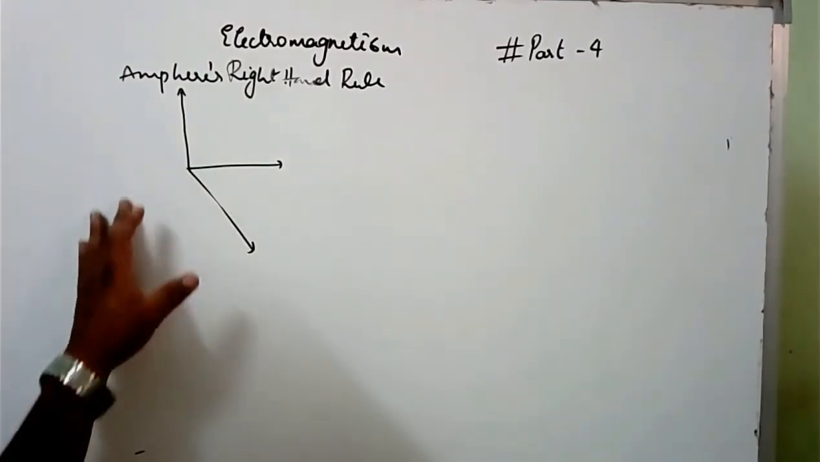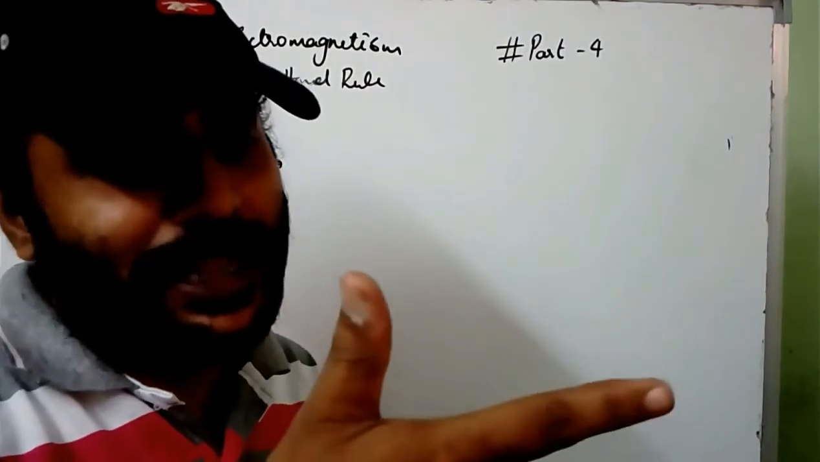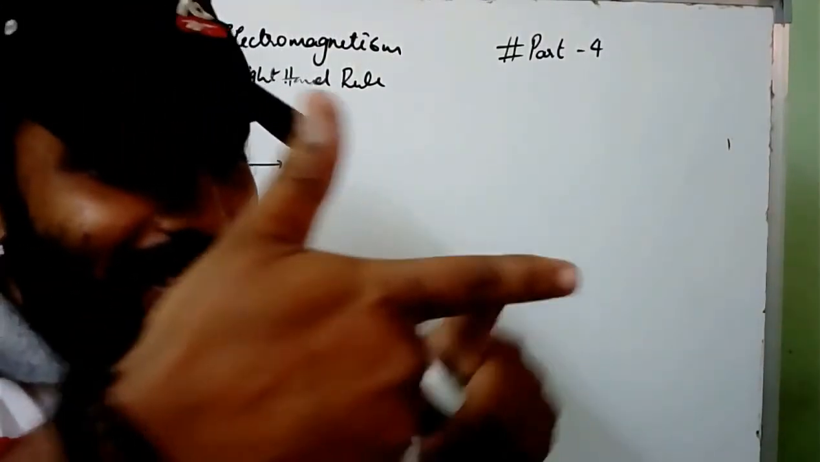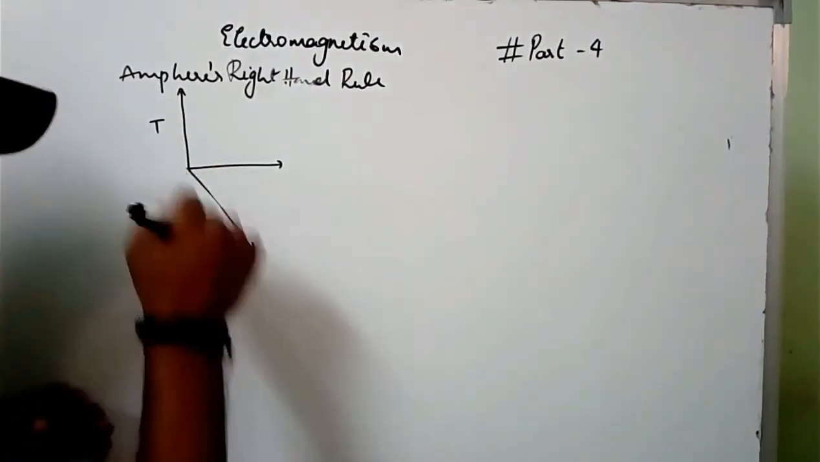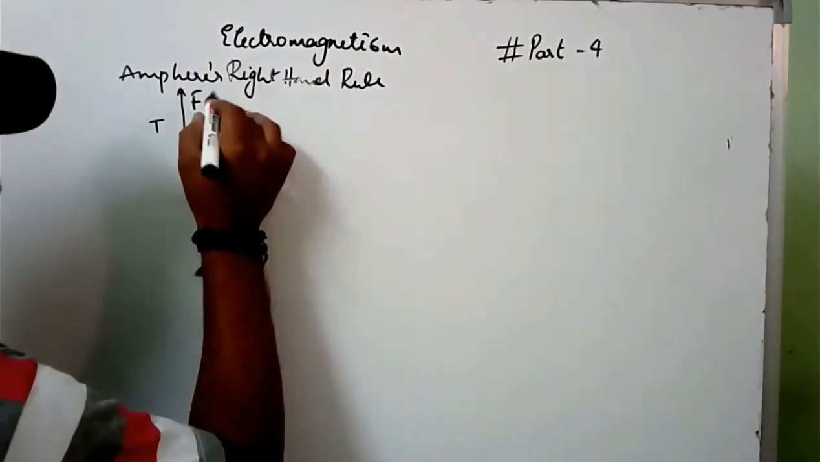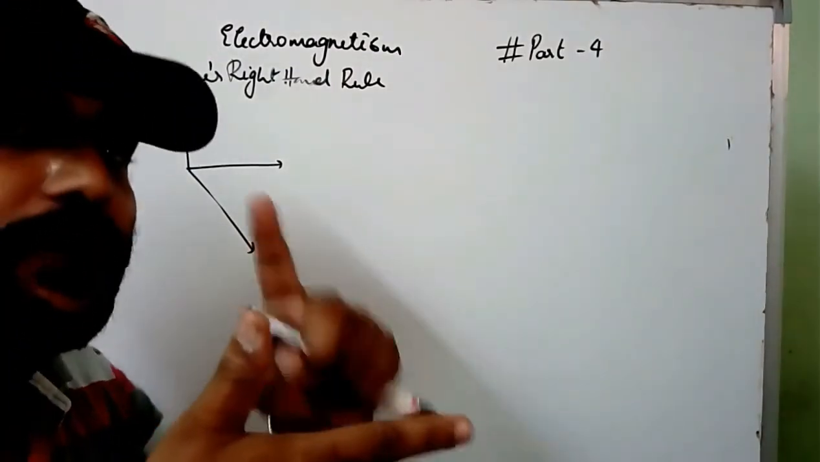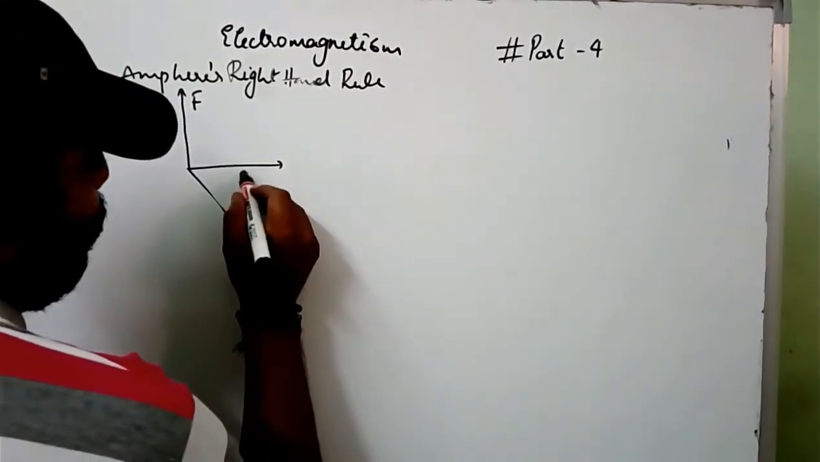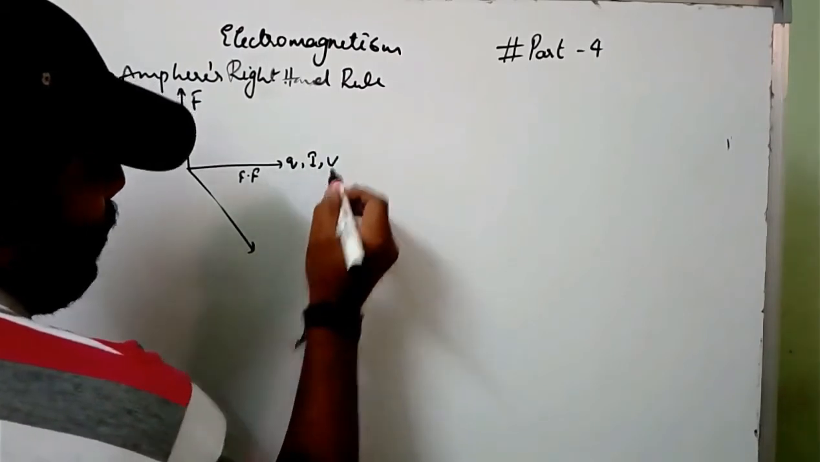So, about Ampere's right hand rule. What does Ampere's right hand rule say? In Ampere's right hand rule, we consider three fingers, all placed at 90 degrees to each other. Our thumb tells the direction of the force. And our forefinger tells the direction of the charge, which may be a current or a velocity.